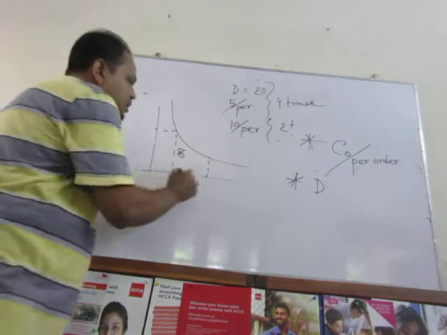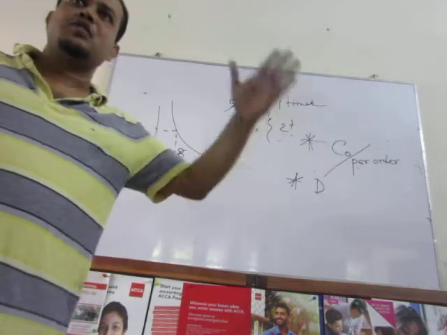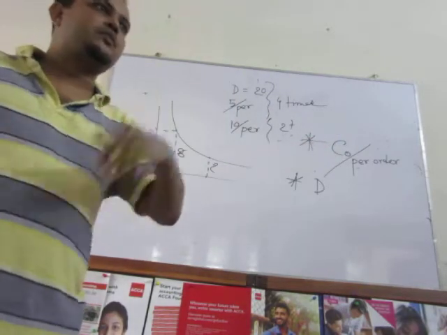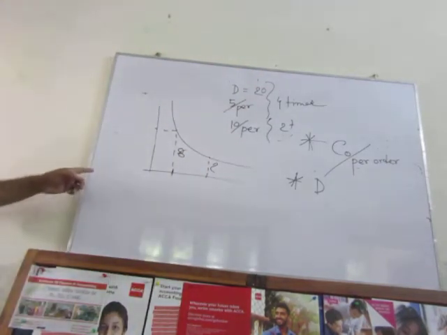Here 8 taka, here 2 taka. That means as you are ordering more voluminous, your number of orders decreased. That's why the total ordering cost also decreased. So this is the ordering cost line or graph, you can say.